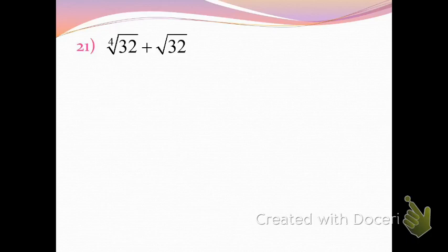Now, careful here. Let's break it down. I do think there's a 4th root in 32. Isn't 32 16 times 2? And let's think about it. Isn't 16 2 times 2 times 2 times 2? So what's the 4th root of 16? 2, 4th root of 2.